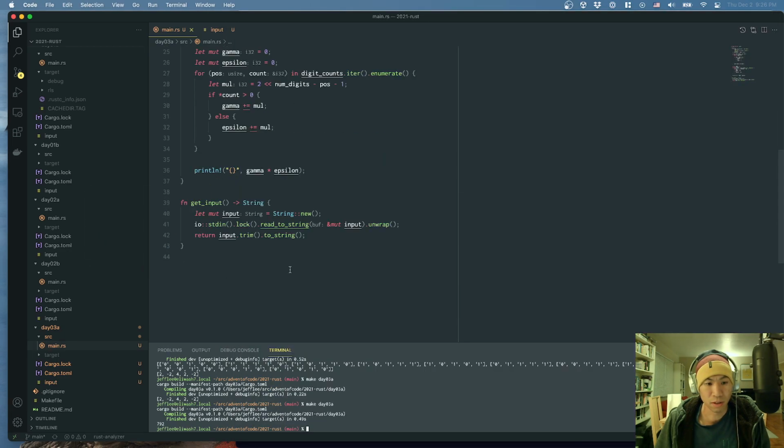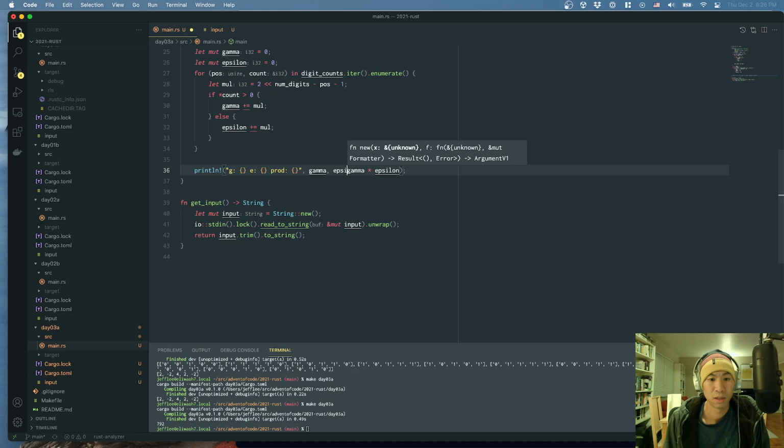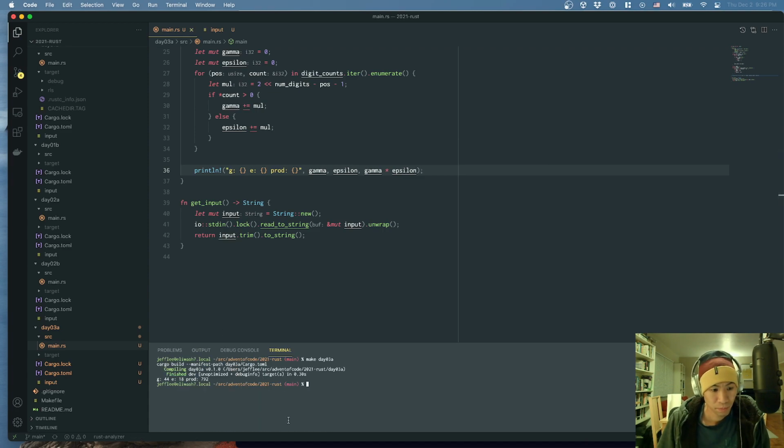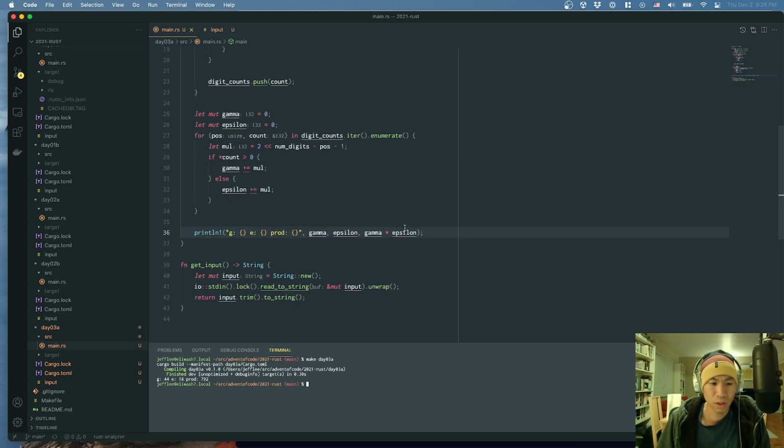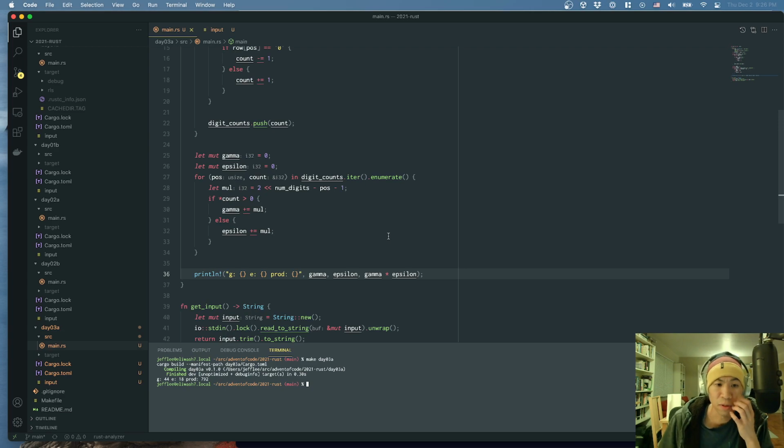Let's print out everything. Let's print out gamma, epsilon, and the product. 22 and 9, 198. Okay, so 22 seems right. Are we still off by 1 here? Calculation of this multiplier.